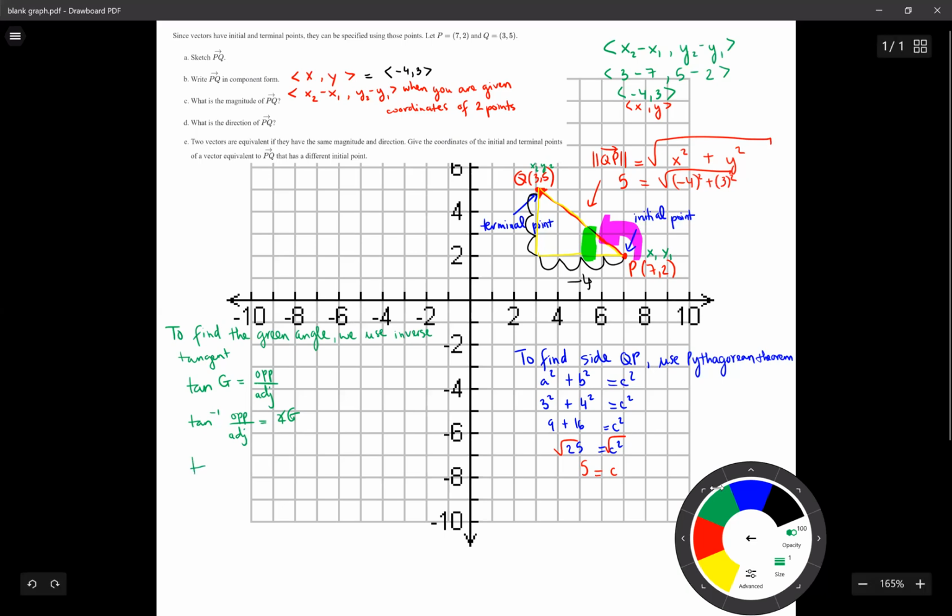So I have tangent to the -1, and then the opposite is 3 over 4. That will be 36.869 equals angle G. And Sebastian already calculated the purple angle. Can someone confirm that? Yeah, Calvin confirmed that. Thank you.